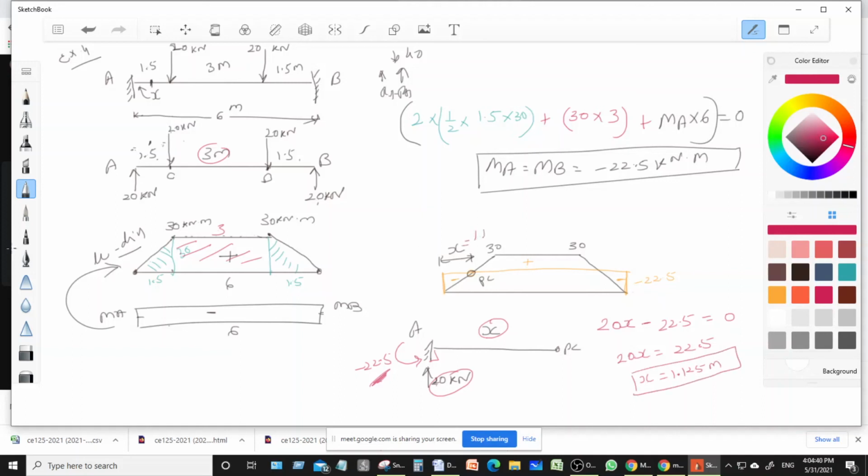So this is your point of contraflexure, it is at 1.125 meter. So this is how you can solve the two point load problem, and by solving this problem, we are able to find out the moment.